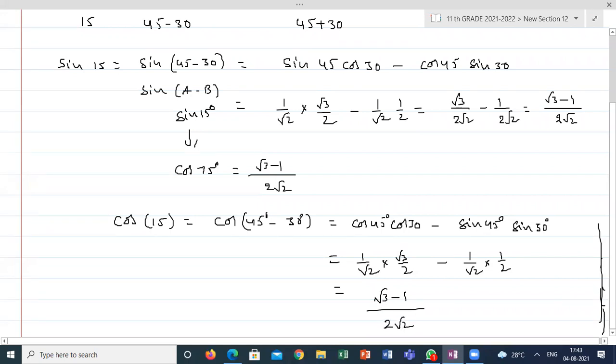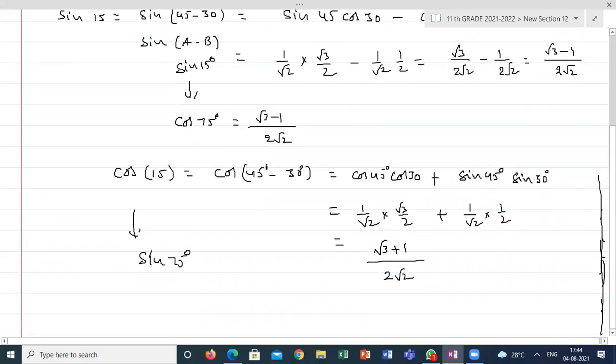Sin 15 is also the same now. You wrote the formula wrong, I guess. It should be plus. Correct. Root 3 plus 1 by 2 root 2. Using the complementary angles, this will be equal to sin 75 also, because sin 75 and cos 15 are equal, and sin 15 and cos 75 are equal.